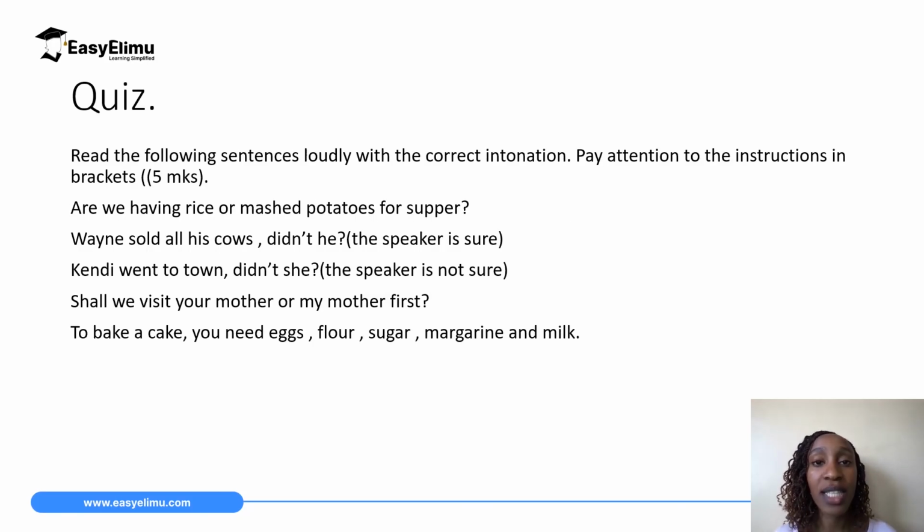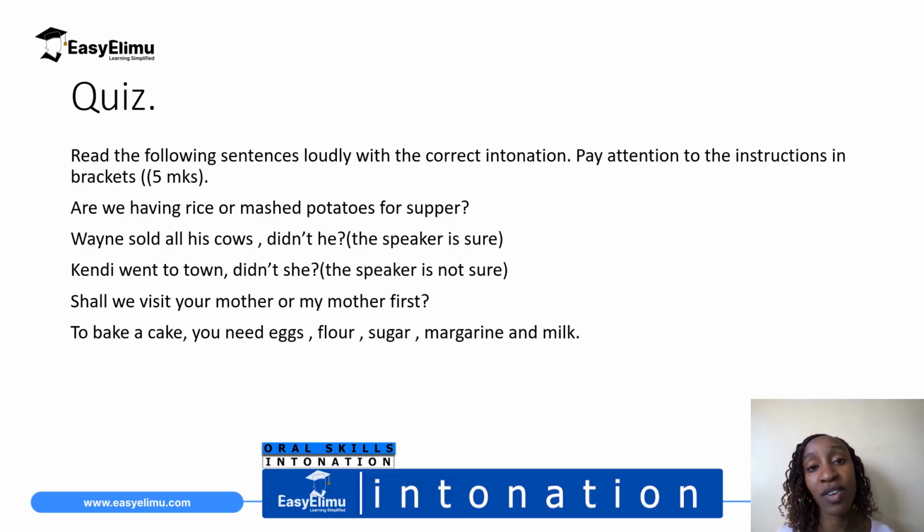So that's it for intonation. I hope you have understood and you're now able to distinguish the different types of intonation. You know their symbols, and you can read a statement or listen to somebody talking, and you know which intonation it is, if it is rising, falling, rise fall, or fall rise.